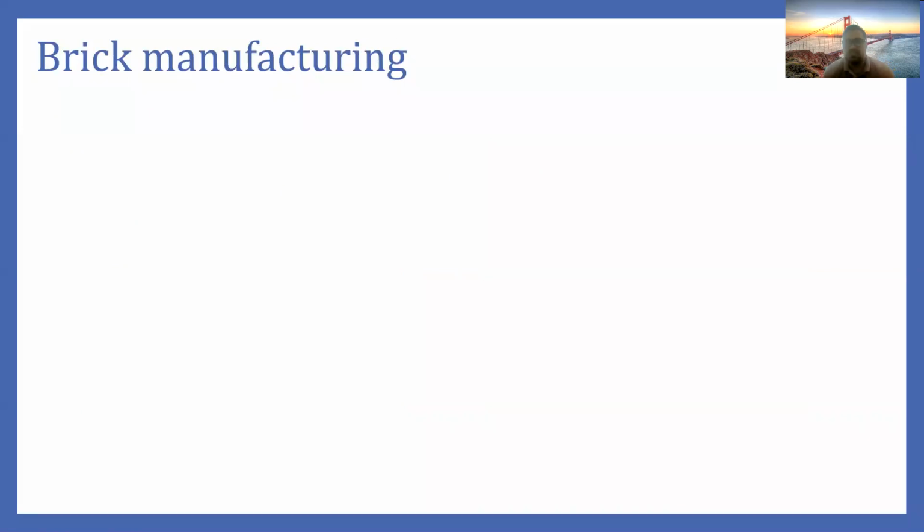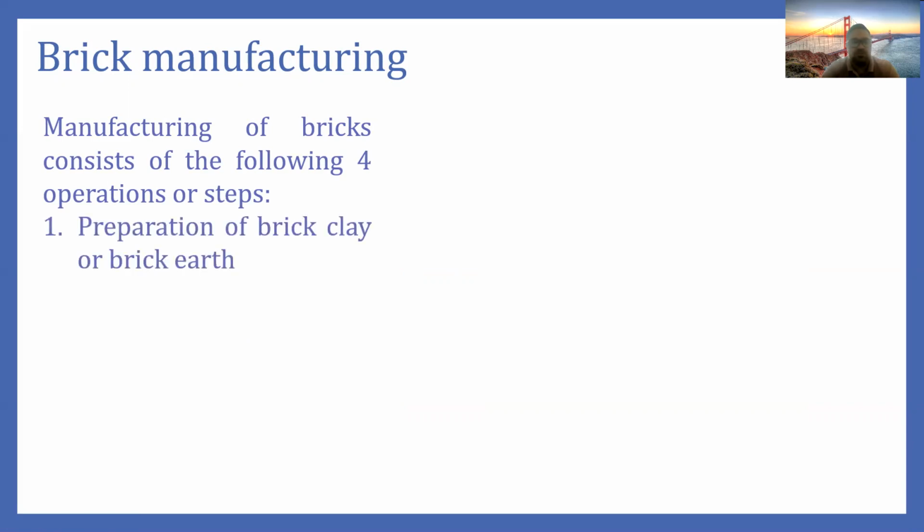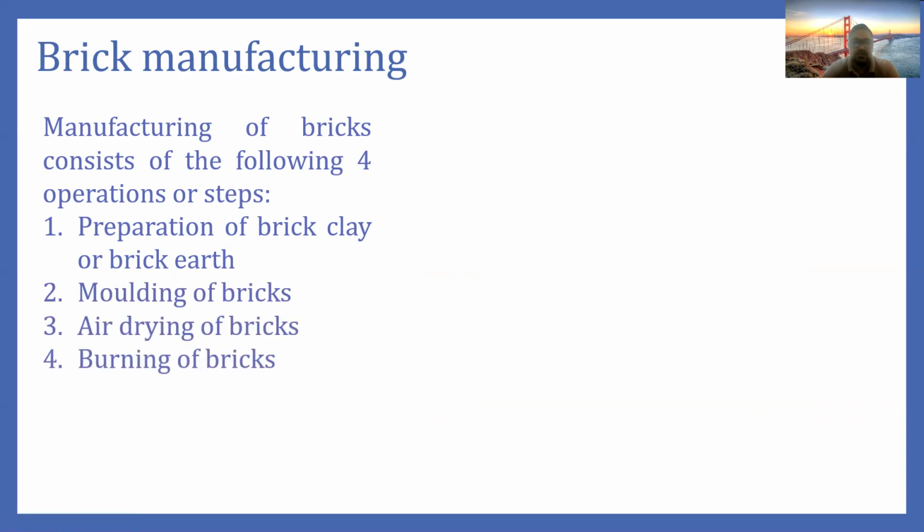Now here we will discuss briefly the brick manufacturing process. We will see the basic steps that are generally followed for manufacturing bricks. The first step is preparation of brick clay or brick earth. Brick is mainly composed of brick earth, whose main chemical constituent is clay. The second step is molding of bricks. The third step is air drying of bricks. And the fourth step is burning of bricks.